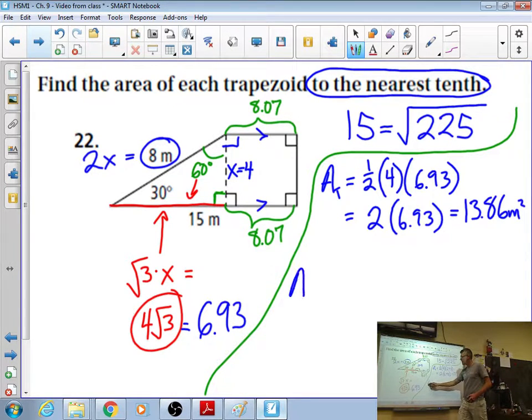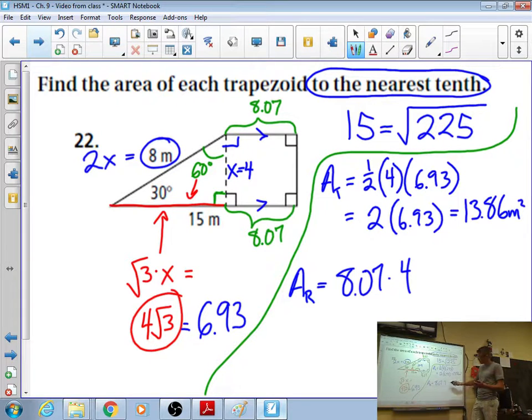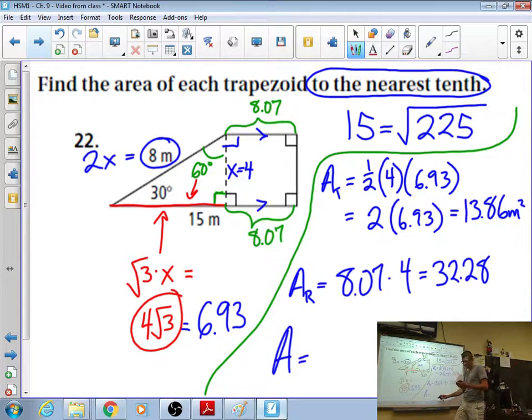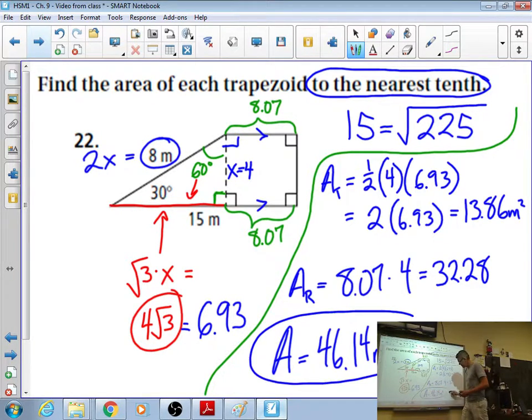Then the area of the rectangle, well, that's a little bit easier. That's just base times height, or whatever 2 dimensions you want to call it. 8.07 times the 4 is 32.28, and although mine is more accurate than theirs, you should have gotten something extremely close to the total area being 46.14 meters squared. Does that match up with what you were looking for? Sorry, Hannah asked that. Yeah.